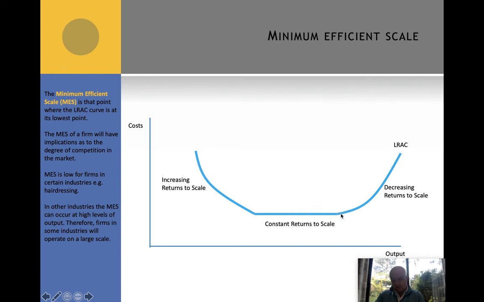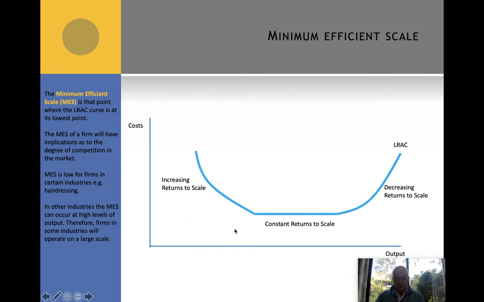We can then see that at a certain point the long run average cost curve starts to increase, and that's where we start to get decreasing returns to scale. Now in this instance, obviously that's going to have some implications, and in this case the MES of a firm will have implications to the degree of competition in the market.